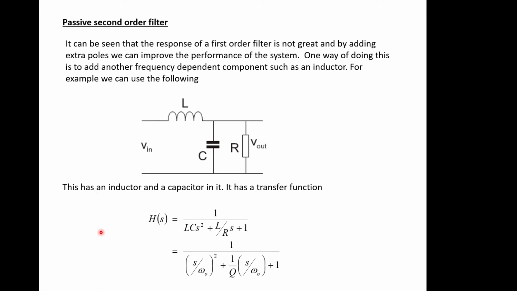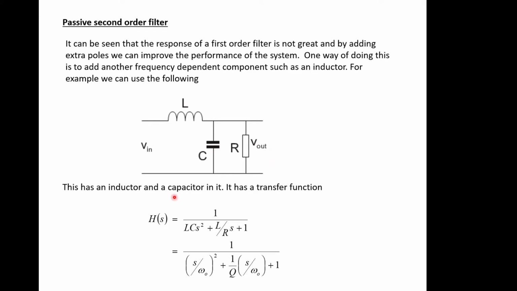Right, so that's first order response. It's a bit limited what we can do. We can just really set the corner frequency, and then the frequency response falls away with frequency, but it's not great. We can add extra poles, and we can improve the performance of the system. One way of doing this is to add another frequency dependent component, such as in this case an inductor, and we can use the following as a sort of template. You could swap the positions of these L's and C's all over the place, and effectively they're still going to be second order templates, but we'll look at this one in some detail.